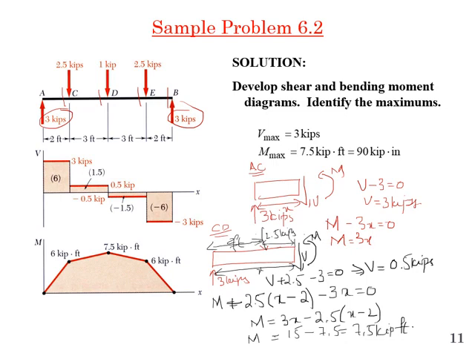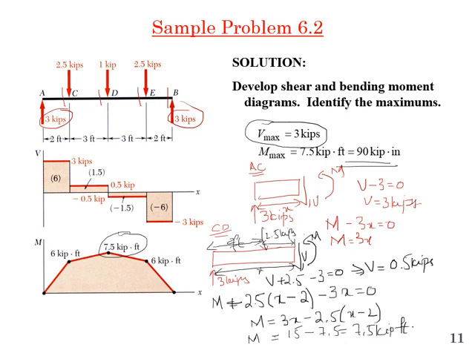Now the maximum shear force is 3 kilopounds, and it is located between A and C and E and B. The maximum bending moment is 7.5 kilopound feet, or 90 kilopound inch, multiplied by 12, converting into inches. The maximum value is 7.5 kilopound feet.